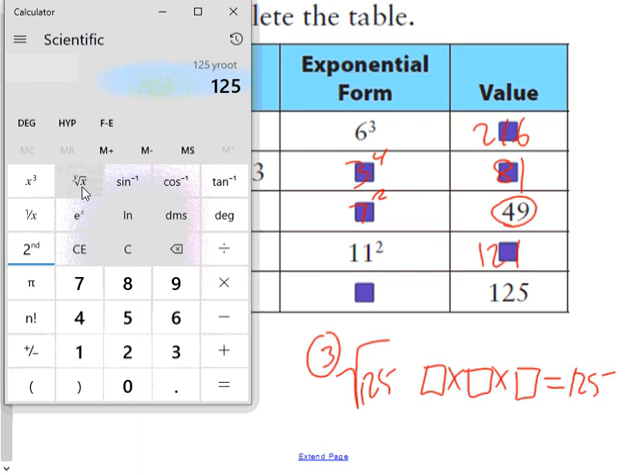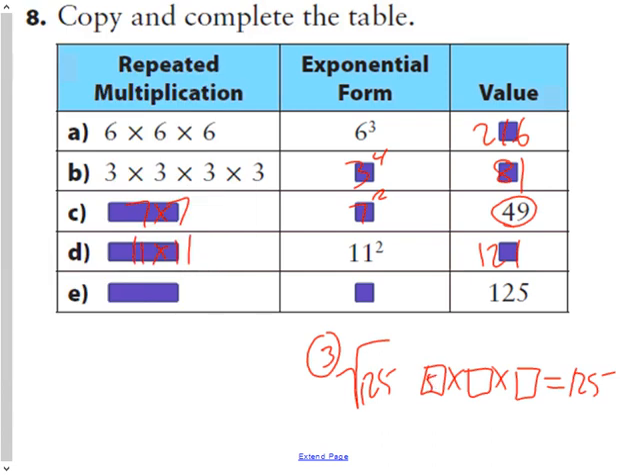Then you tell it you want to know what the cube root of that is, so your y value. And you press equals, and it says 5. This means that 5 times 5 times 5 is 125. So therefore, 5 times 5 times 5 would be the repeated multiplication, and 5 cubed would be your exponential form.